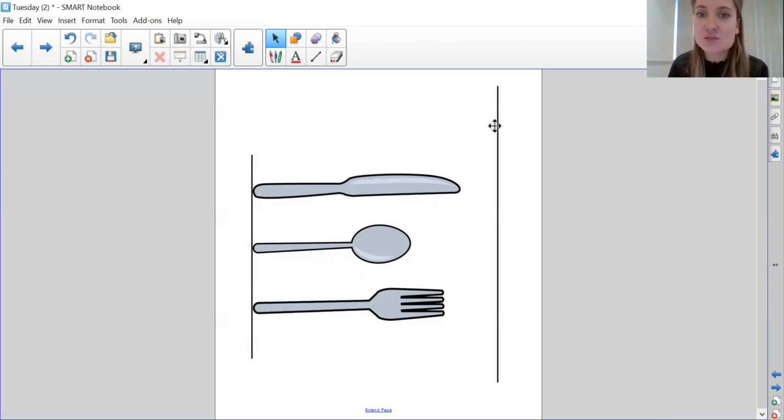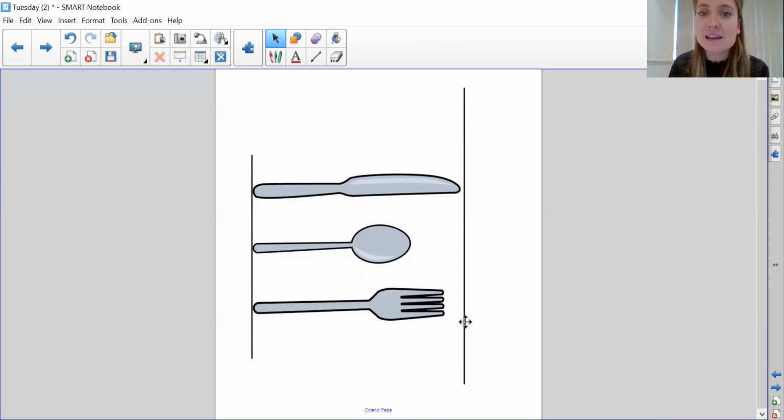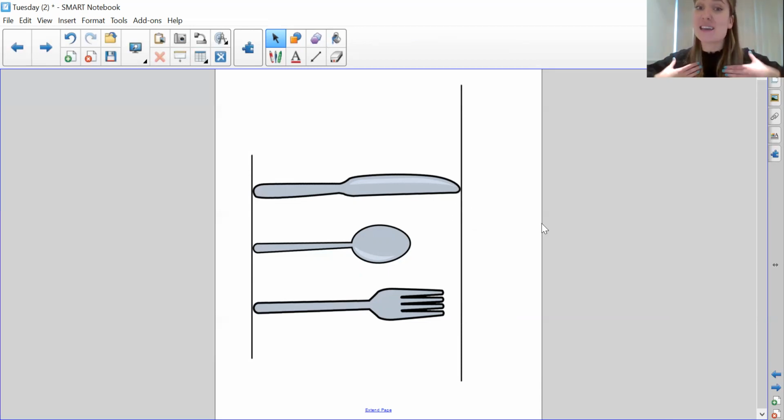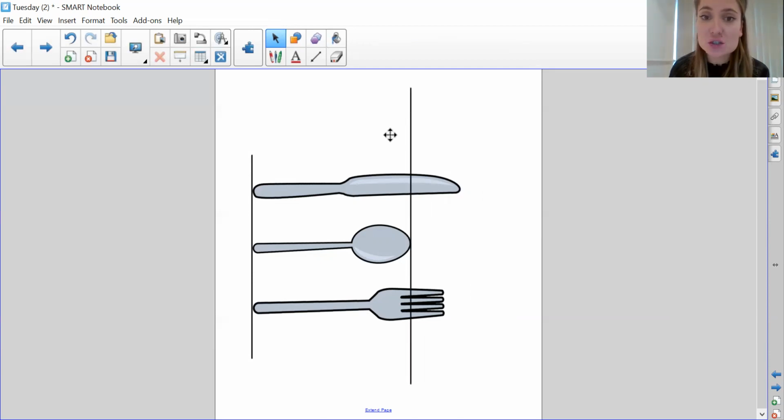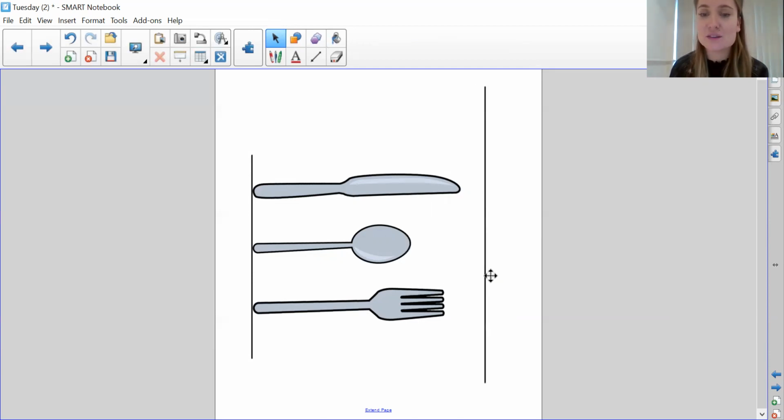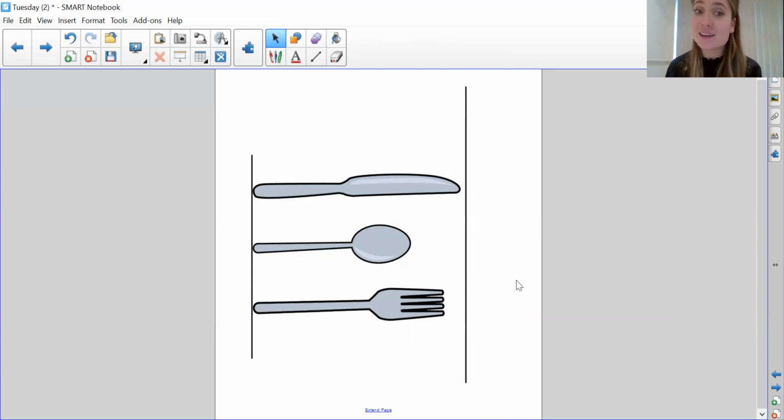And then what I've done is I've drawn a line to have a look at which one is the longest. So there we go. We can see it's touching the knife first. The knife is the longest. Good. Which one is the shortest? Can you tell me? Fantastic. You're right. The spoon is the shortest. So you can see when we're comparing things in length, we have to make sure that we line them up starting from the same point, okay? See if you can remember that.